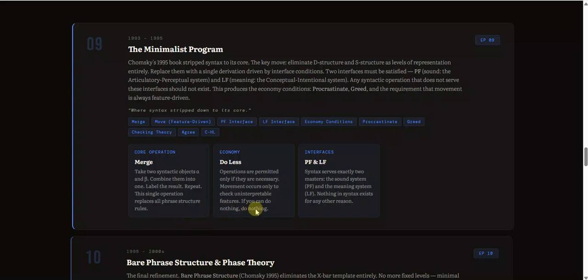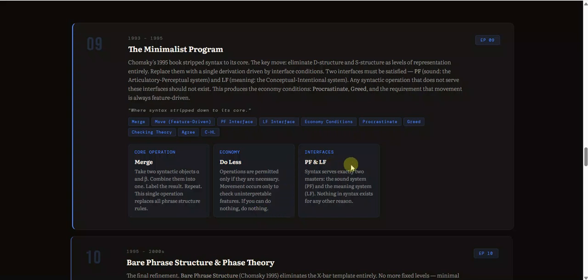And economy is do less. Operations are permitted only if they are necessary. Movements occur only to check uninterpretable features. If you can do nothing, do nothing.